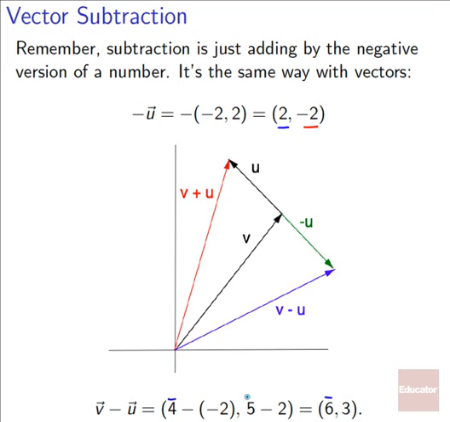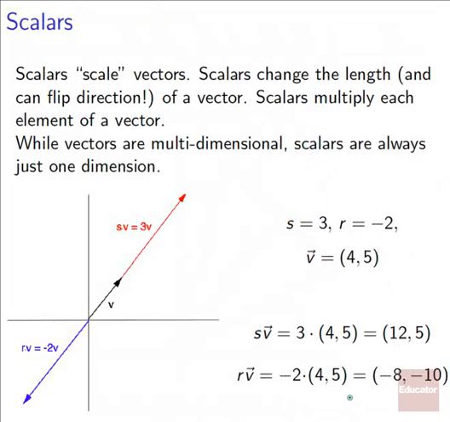-2 plus it was 5 before, we get 3. Simple as that. Scalar. So a vector is a distance and a direction, but a scalar is just a number. It's a way to scale a vector. It's a multiplication thing. You scale the vector, you change how much it either grows or shrinks. So you can change the length and even flip the direction of a vector by using a scalar. You just multiply each element of a vector with it.